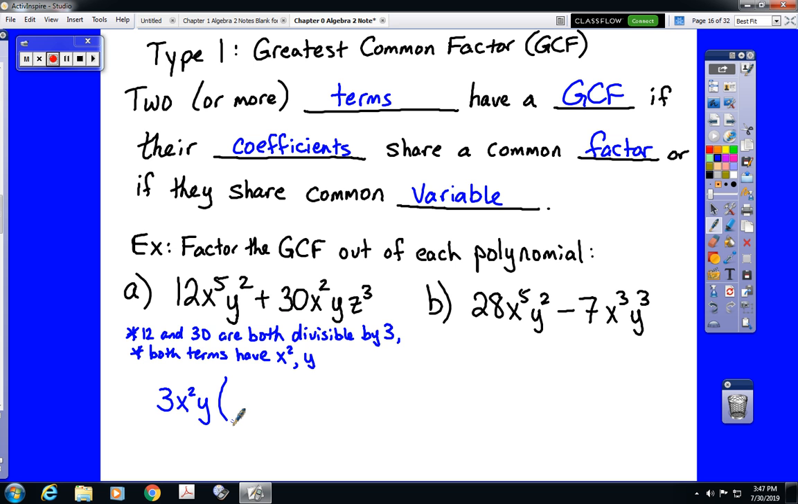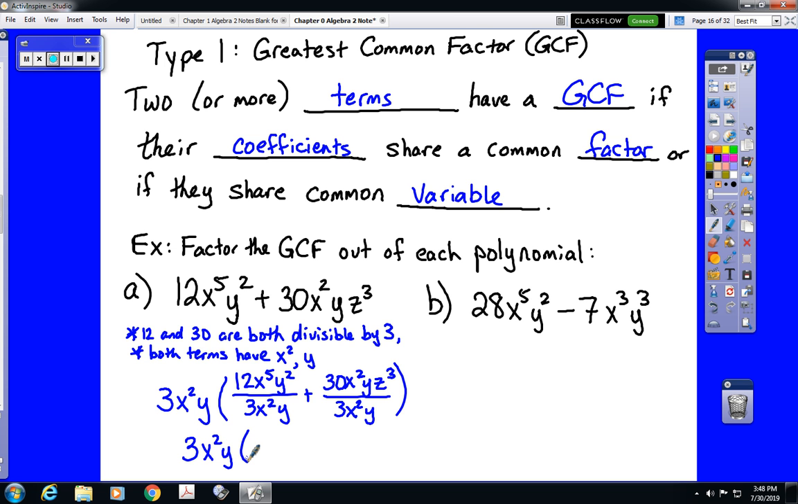Now what happens is we take that 3x squared y and we divide both terms of our original polynomial by 3x squared y. So we're going to do 12x to the 5th y squared divided by 3x squared y and 30x squared yz cubed divided by 3x squared y, and that will give us our factored form.